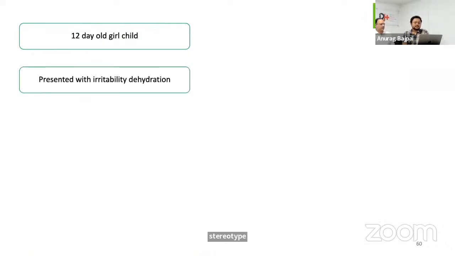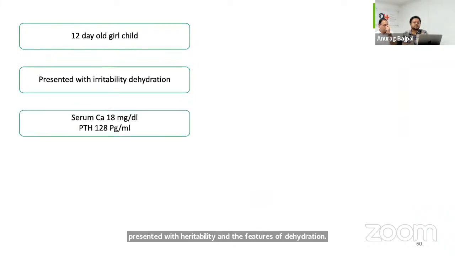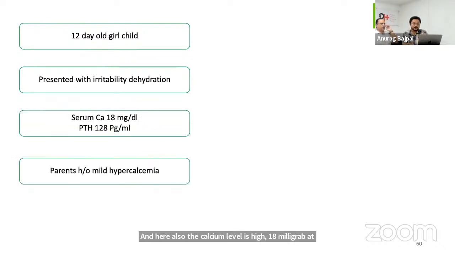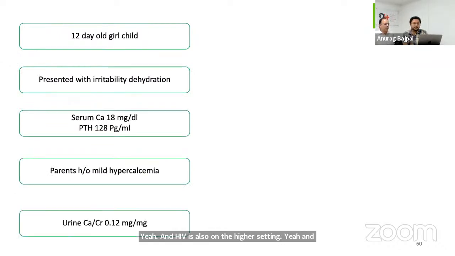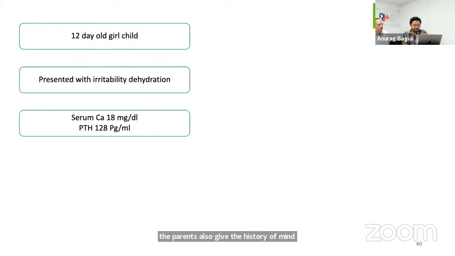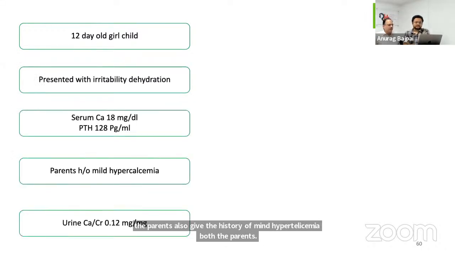So next, a 12-day-old girl child has again presented with irritability and features of dehydration. And here also the calcium level is high, 18 milligram per dL, and a high PTH level. So this case is different from the other 2 cases that you discussed. It looks like a very severe level of hypercalcemia, and the PTH level is also on the higher side. Yeah. And the parents also give a history of mild hypercalcemia, both the parents. So I think the diagnosis is done here. What will be the diagnosis? People will be able to answer.